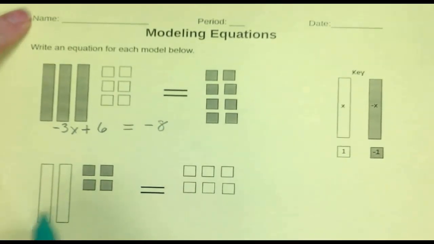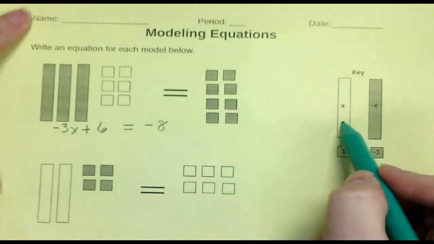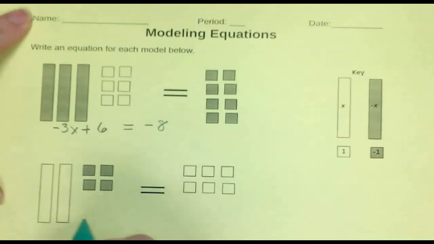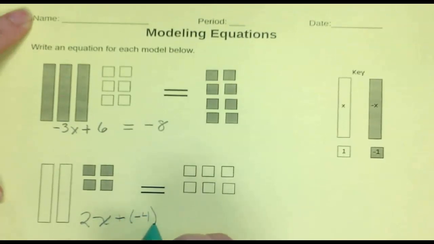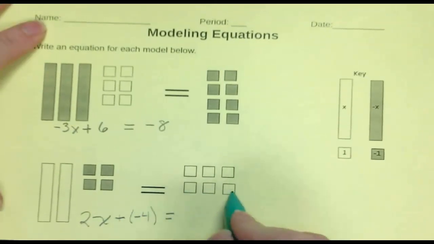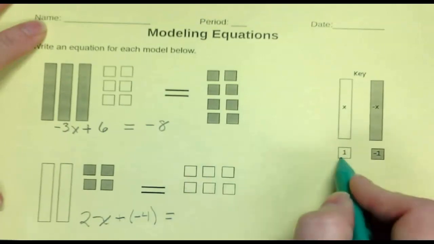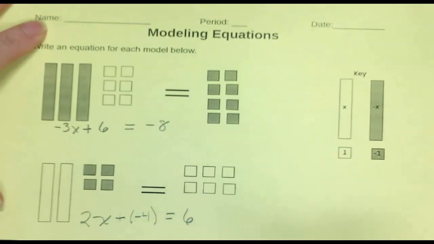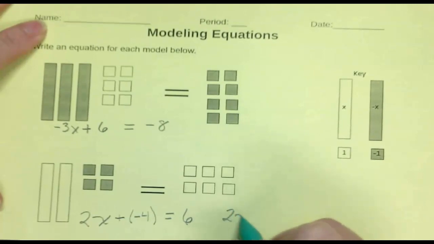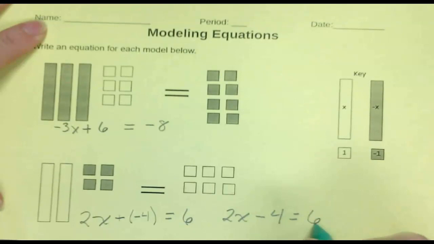This one, I have 2 unshaded bars, so they're positives, so that's 2x. I have negative 4 plus a negative 4 equals, and they're non-shaded, so that's positive. You could also write this 2x minus 4 equals 6.